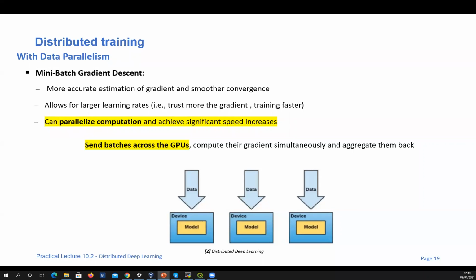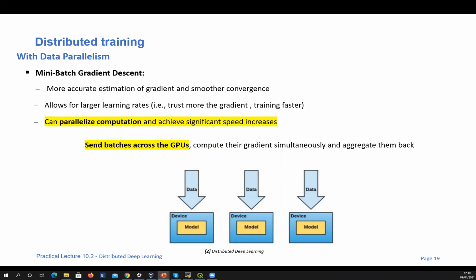There are many ways of doing distributed training, and the difficulties that come with them are different depending on the strategy that you adopt. The most widely used, up to the moment I'm talking, is called data parallelism.